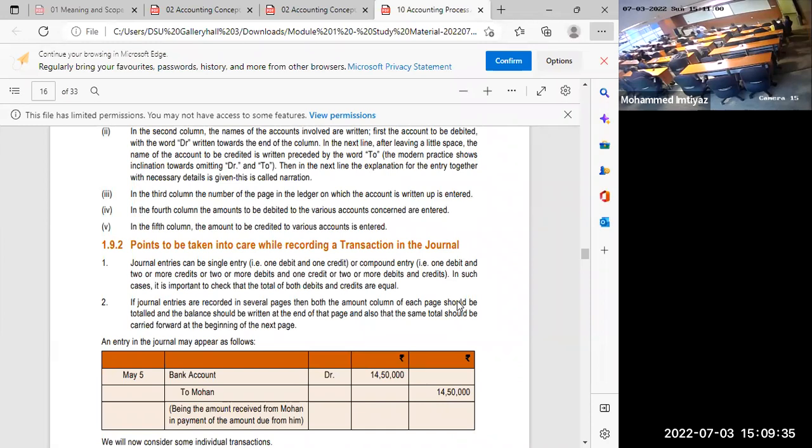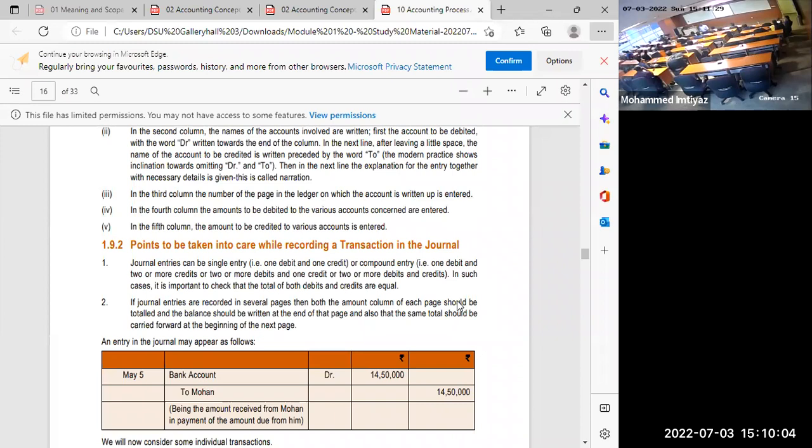Date you write. LF number you leave blank, because what is the LF number? The LF number is nothing but the page number of the ledger where this entry will be posted. We don't have that connection in academics, so we just leave it blank. In the amount column, 10,000 in debit, 10,000 in credit. Write the narration. Draw one line only for the particulars column, not full like this. Then go to the next transaction.